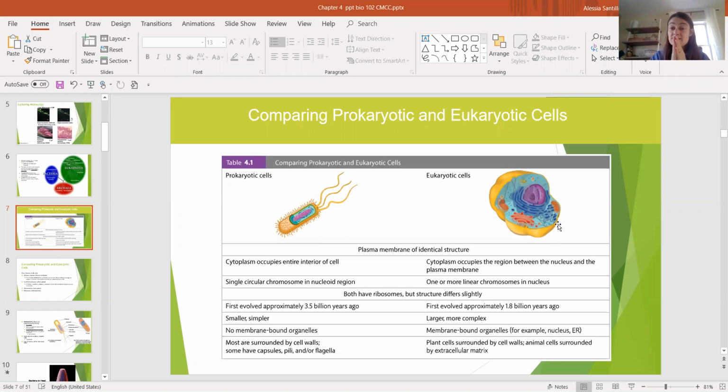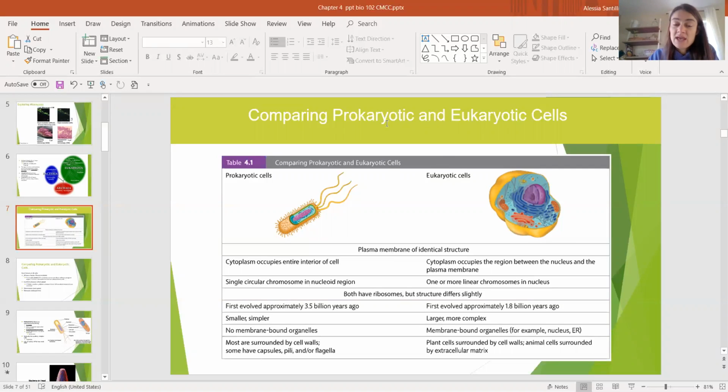But basically, this is the main difference between eukaryotic and prokaryotic cells. Prokaryotic cells do not have membrane-bound organelles. They don't have little compartments within them. And eukaryotic cells do have membrane-bound organelles, and so you can start seeing these compartments.